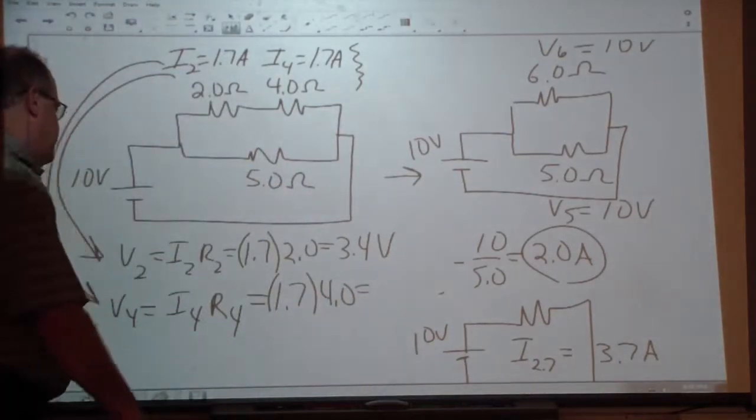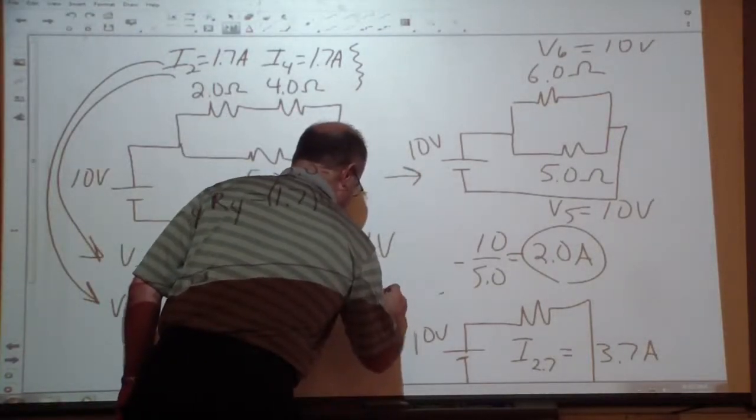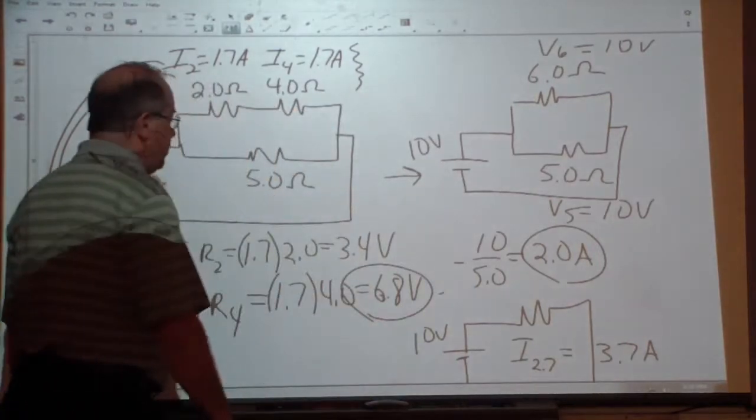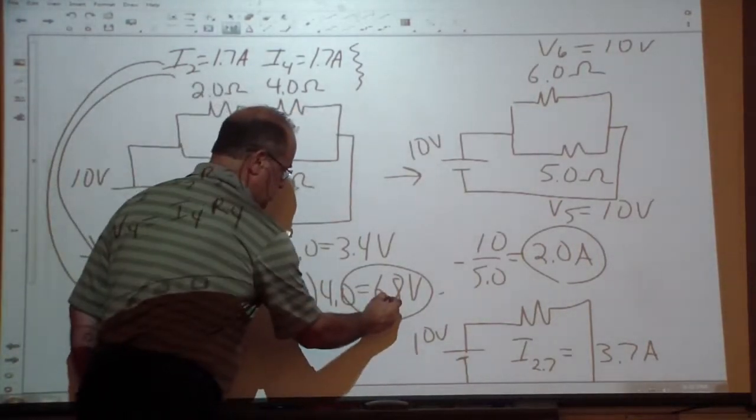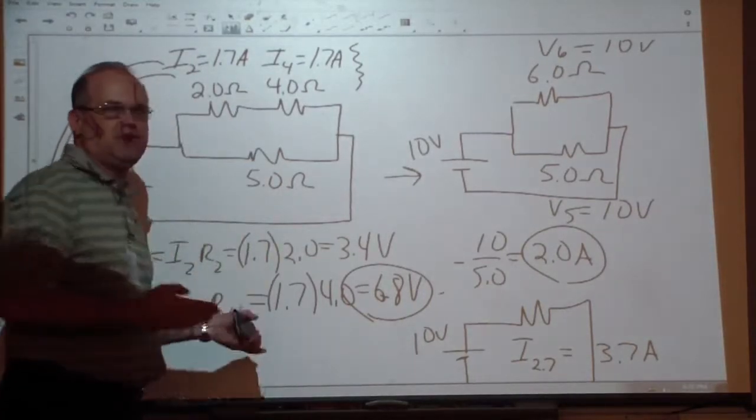And that's going to be what? 6.8. Okay. 6.8 volts in that thing, and then you're done. So you have 3 volts here, 6.8 volts here. How can we check to see if I'm right on this?